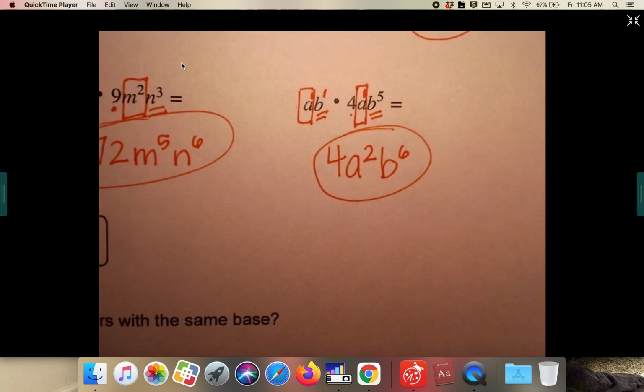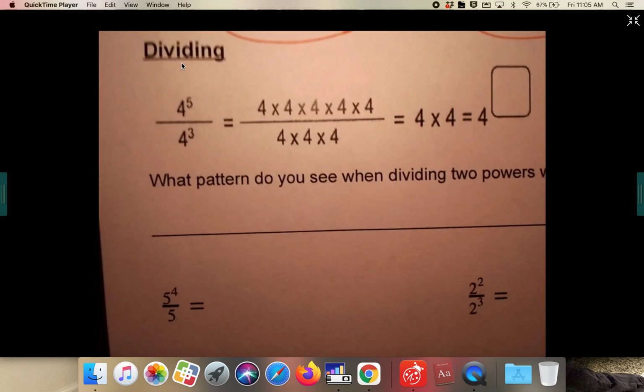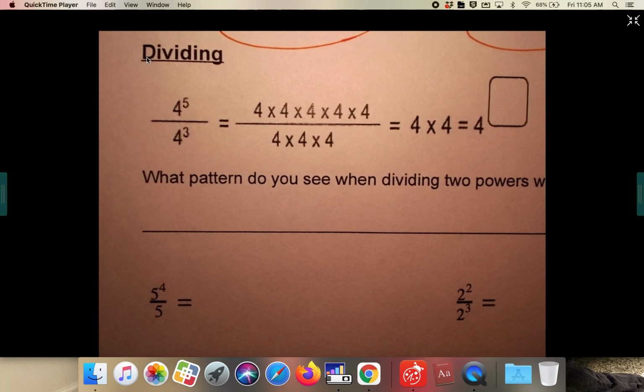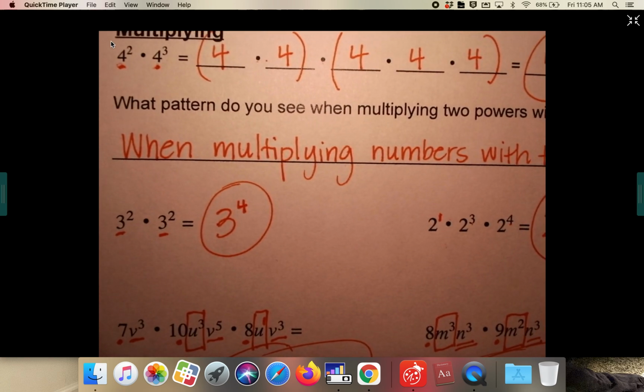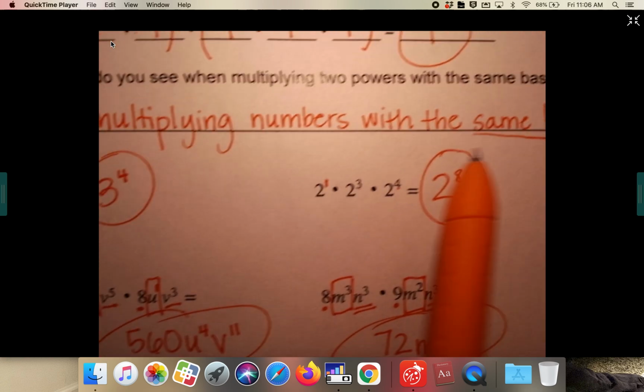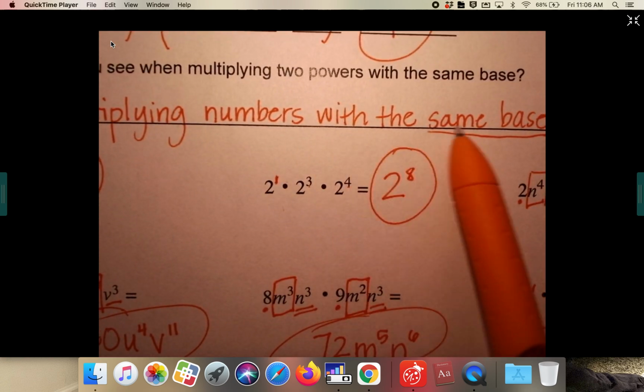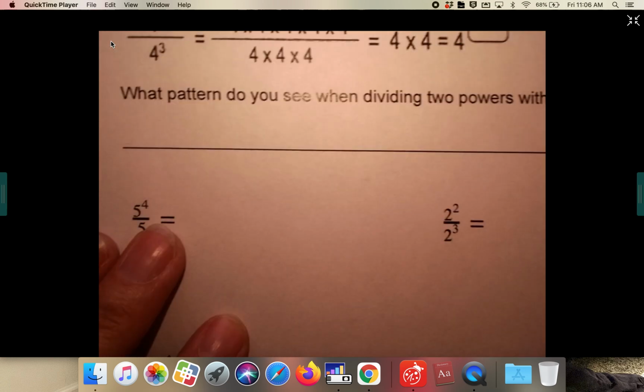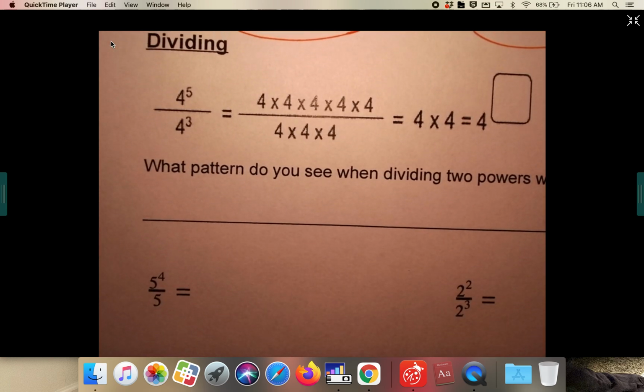All right, the next skill you guys are learning today is about dividing. So dividing kind of works in the same way as multiplying, except opposites. We're going to have a rule when multiplying numbers with the same base, but down here it's going to be when dividing numbers with the same base. Let's see what happens.